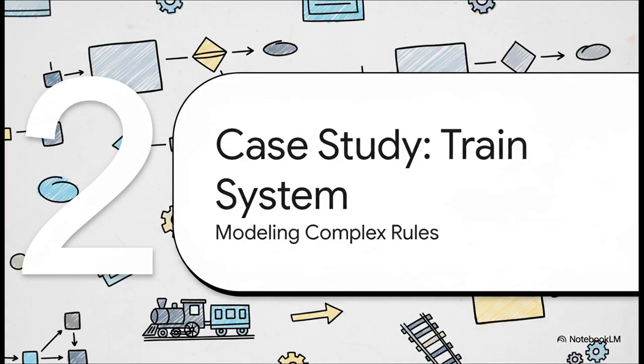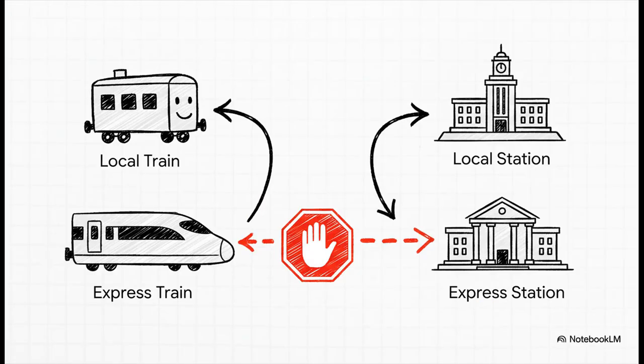Okay, so that was a pretty straightforward example, right? Let's level up a bit. Now we're going to tackle a more complex challenge, designing a database for a whole train system, one that has some very, very specific rules we have to follow. So here's the main rule, the core constraint we have to model.